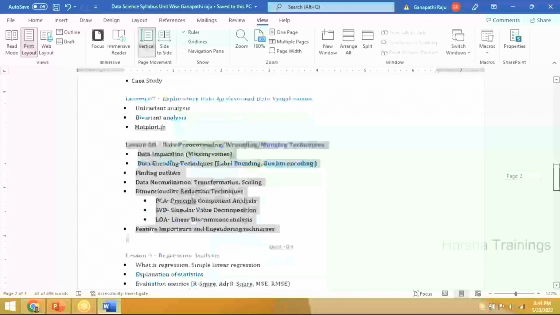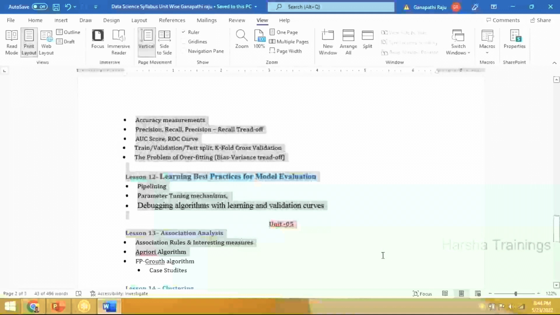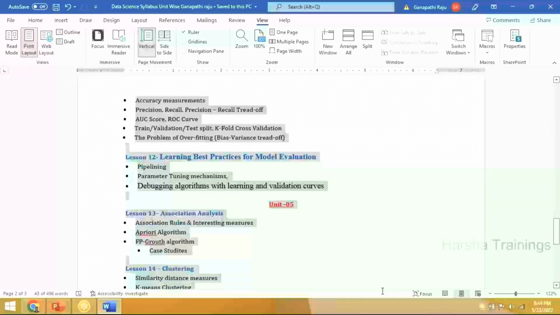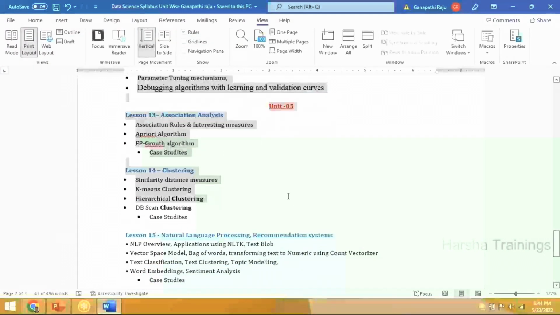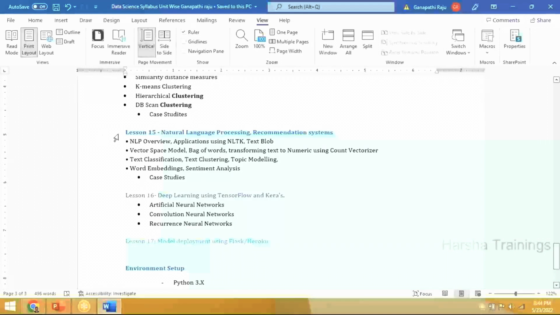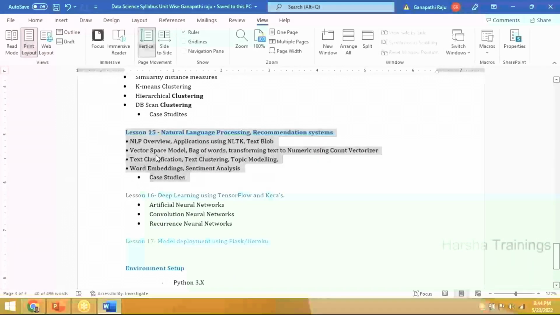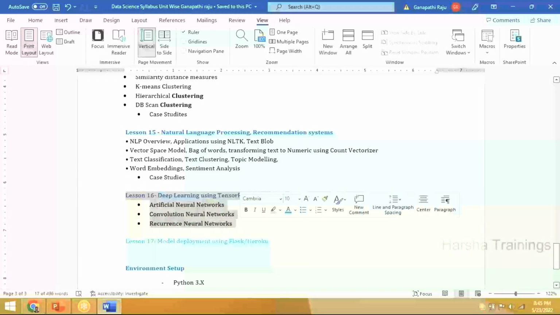From chapter number 4 onwards, machine learning: regression, classification, chapters 9 up to 14. This is machine learning. Then nowadays, most of the jobs are available in the form of natural language processing and recommendation systems. For that, I will teach 7 to 10 sessions on natural language processing. Then I will go for deep learning, 6 to 8 sessions on deep learning.